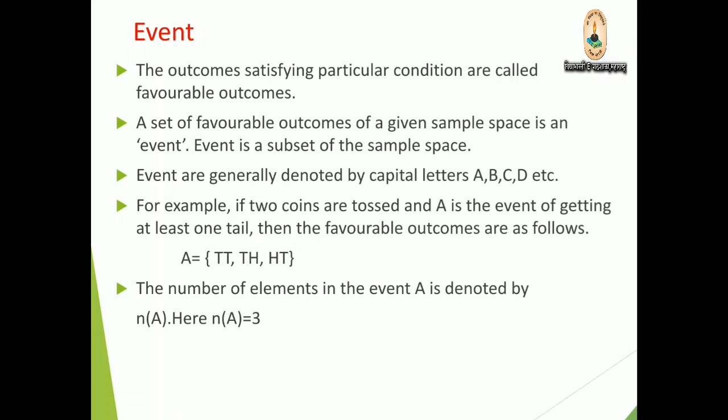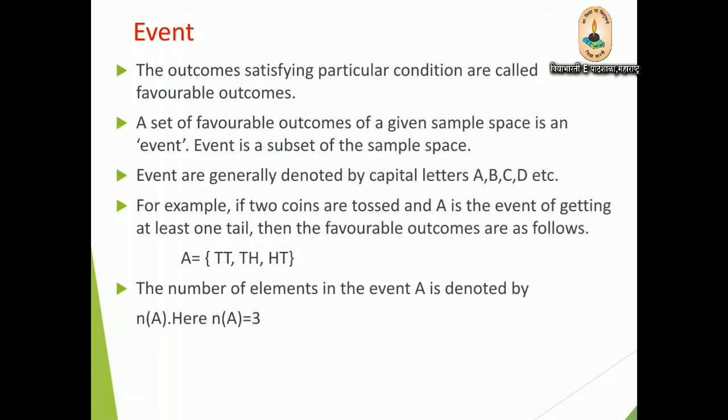Let's consider an example of how to write the event. If two coins are tossed and A is the event of getting at least one tail. In this example, the random experiment is two coins are tossed and therefore sample space is S = {HH, HT, TH, TT}.